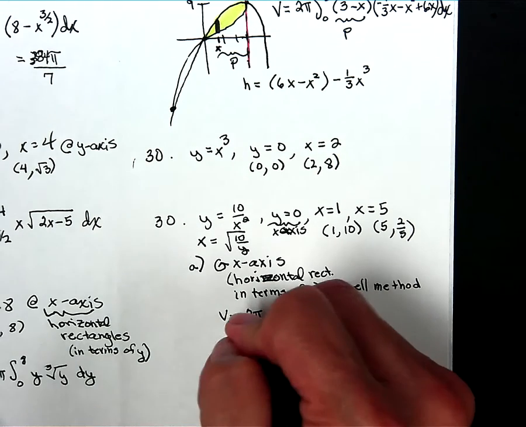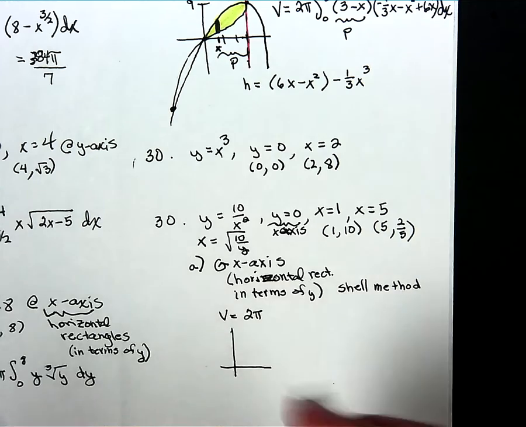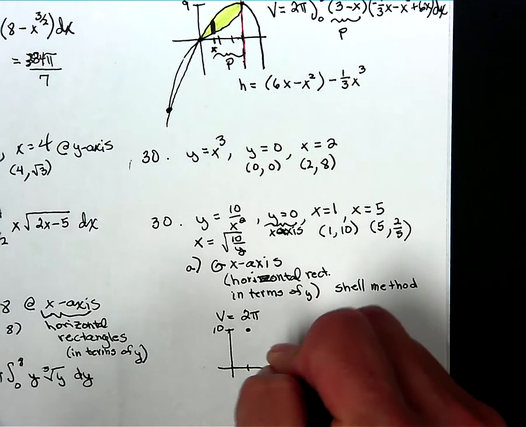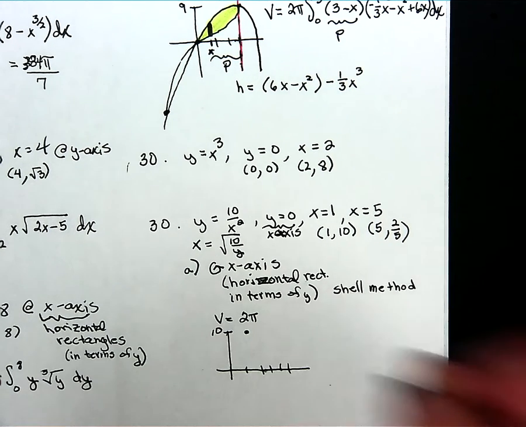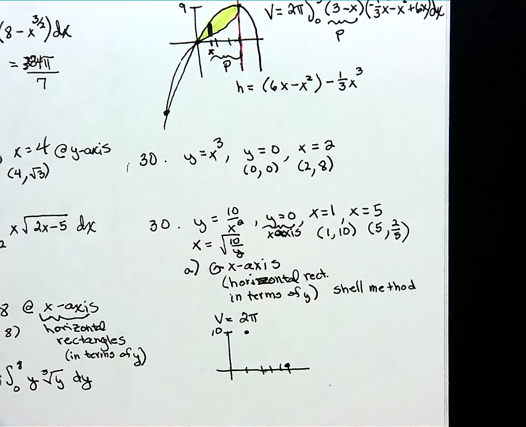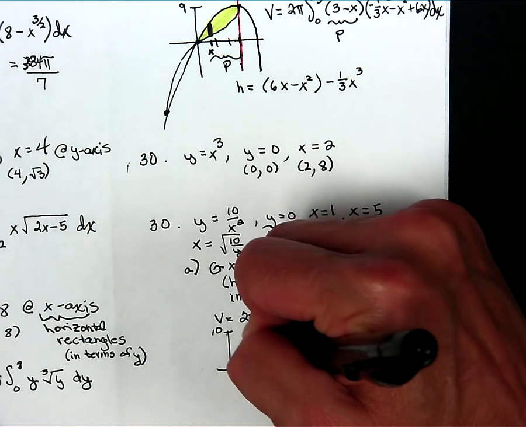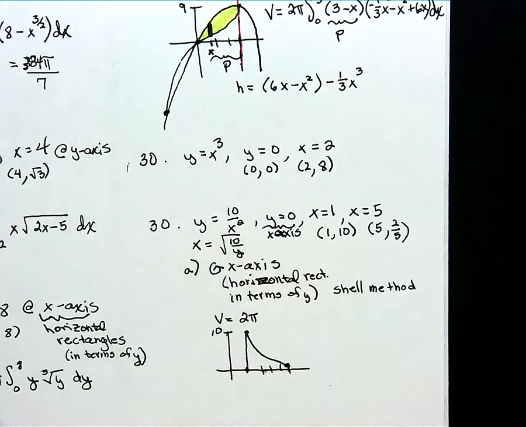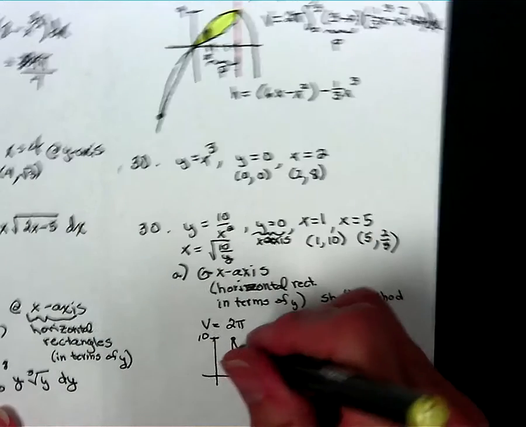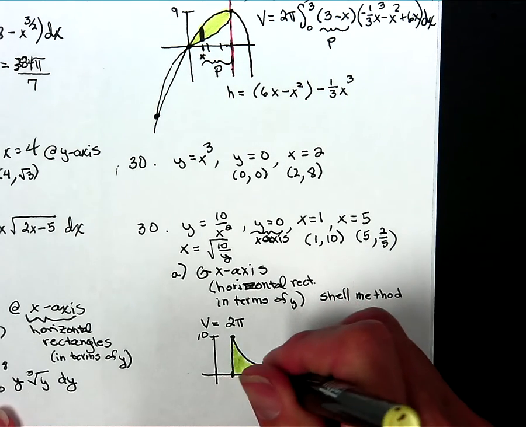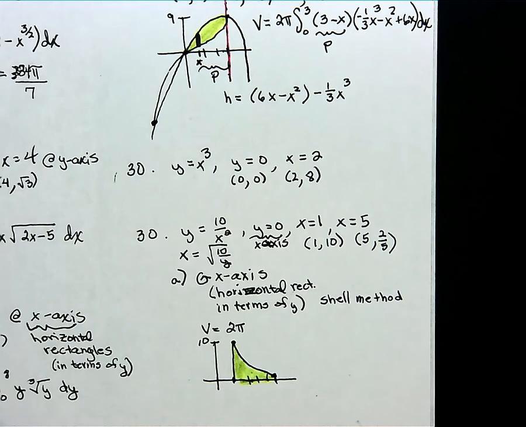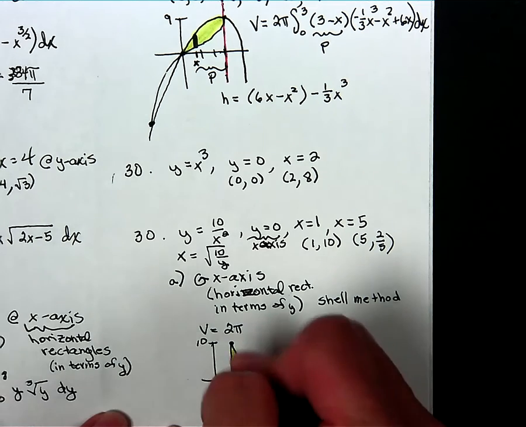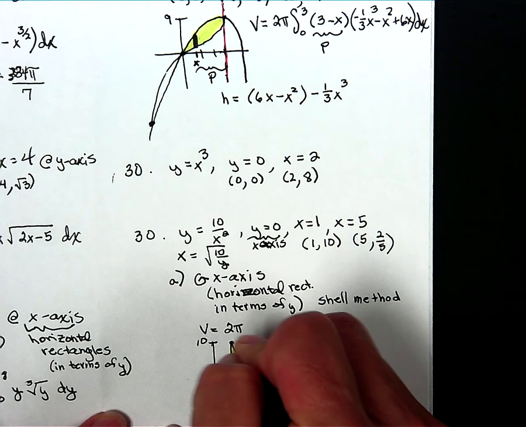Oh, I didn't graph it. Let's see. From 1 to 10 and 5 to 2/5, divided by x equals 1 and x equals 5. And that's what I'm rotating on the x-axis with horizontal rectangles, and the picture helps me so much.